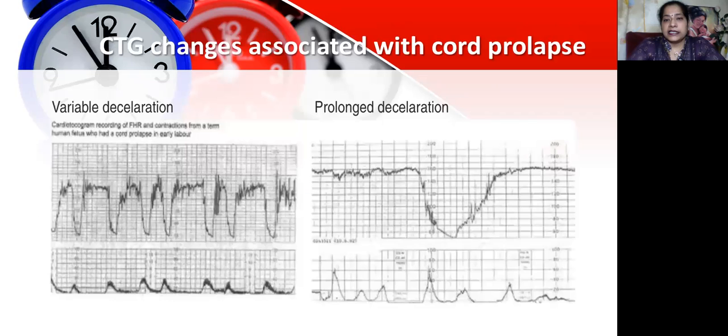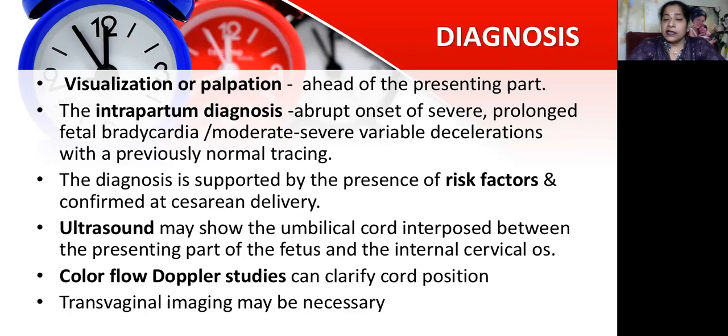This shows the CTG changes associated with cord prolapse: variable deceleration, and a prolonged deceleration for more than 5 minutes. The diagnosis is made on either visualization of the cord coming out of the introitus or on palpation when the cord is seen lying ahead of the presenting part. An intrapartum diagnosis can be made by abrupt onset of severe prolonged fetal bradycardia or variable decelerations in a previously normal tracing. This diagnosis is supported by presence of risk factors and is confirmed at caesarean delivery.